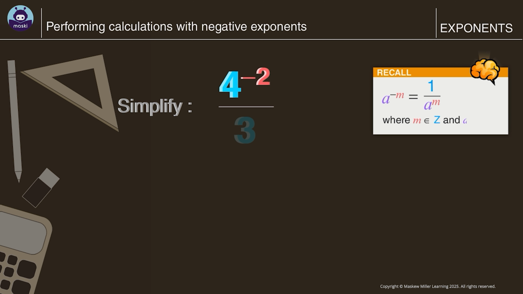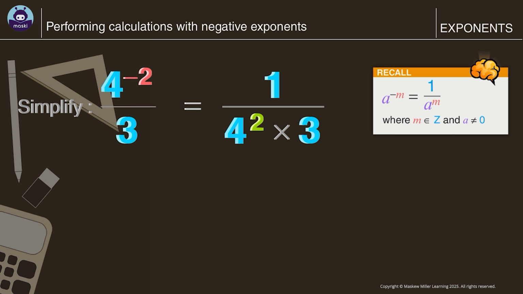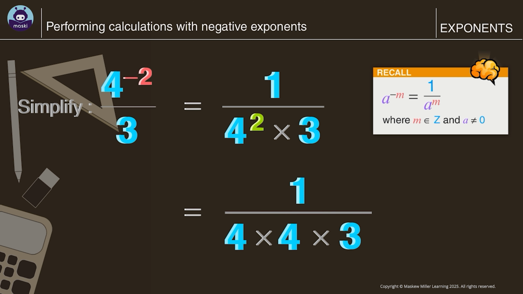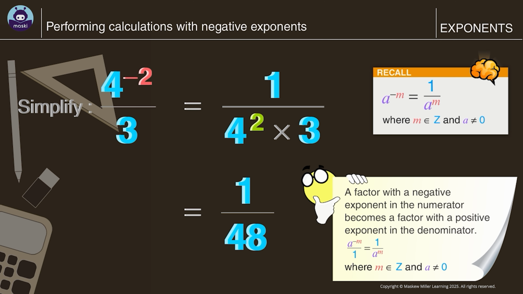Recall the rule for negative exponents. We invert the base and change the sign of the exponent. We move the base 4 to the denominator and change the sign of the exponent to positive. That gives us 1 over 4 to the power of 2. Thus, we can see that a factor with a negative exponent in the numerator becomes a factor with a positive exponent in the denominator.